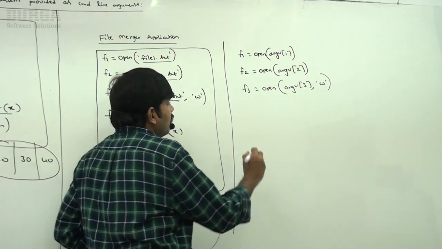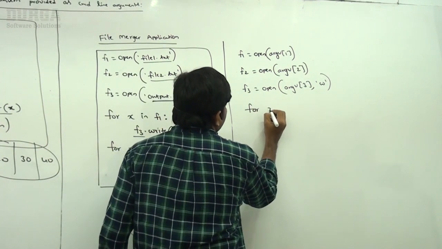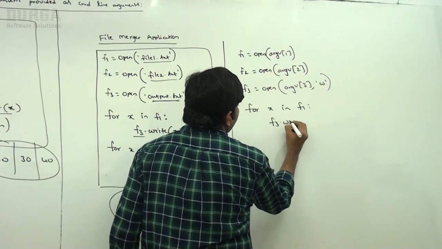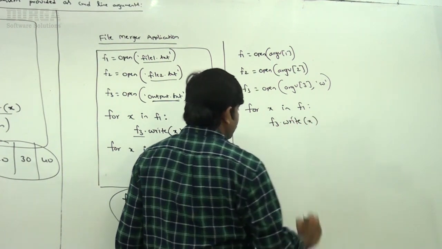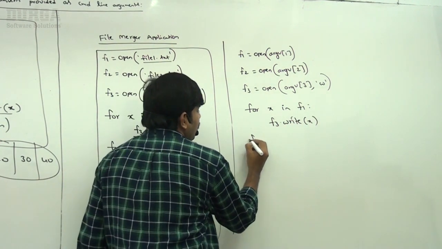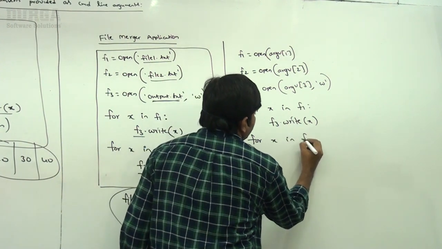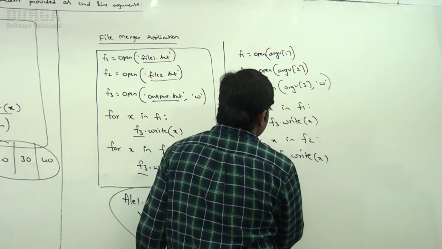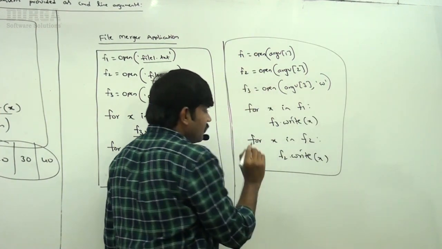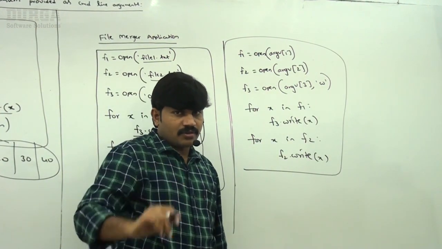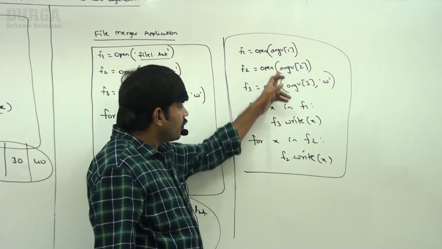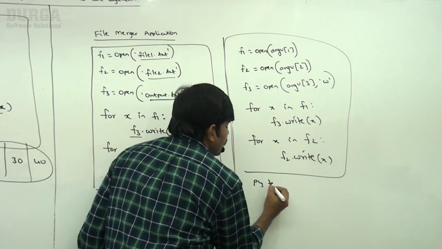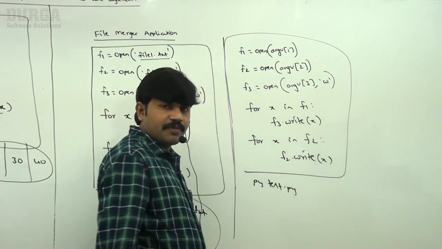Now for each line inside F1, can you please write to F3.write(x)? Remaining code is the same. Similarly, for each x in F2, can you please write F3.write(x)? That's all. Sir, this is the code. Now I have to convey to the client: if you want to execute this code, what you have to write is py test.py.